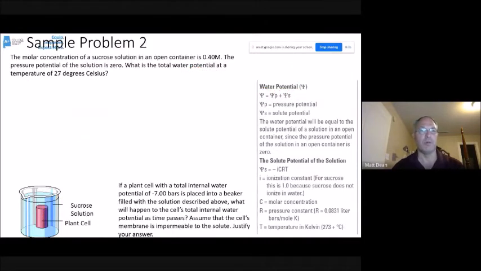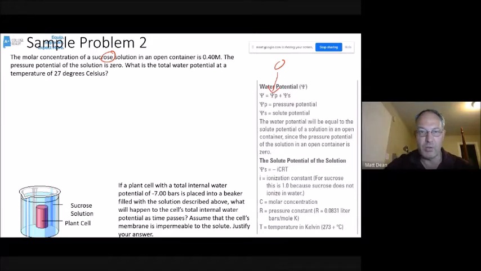All right, let's go to problem 2. Same kind of setup, except this time our solute is sucrose, a sugar. We know it's a sugar because its name ends in -ose. It's important to remember that sugars don't ionize, and therefore i for solutions containing sugars is always 1. So we have a sucrose solution in an open container. The molarity is 0.4. The pressure is 0. We're looking for the total water potential at a temperature of 27 degrees Celsius.